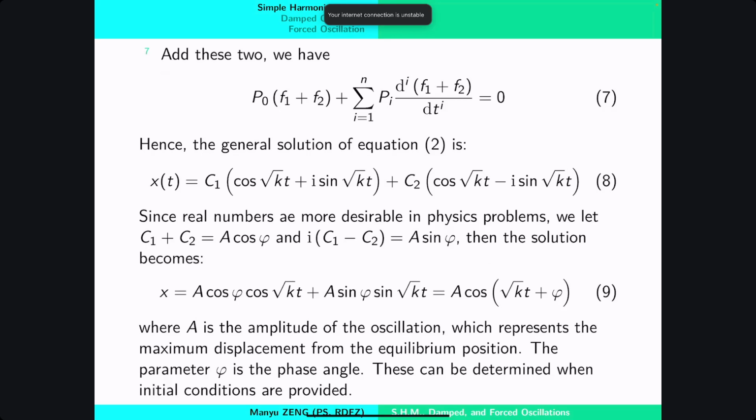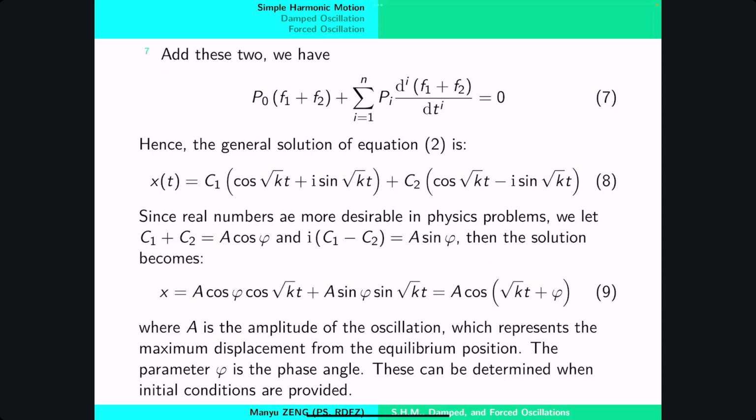A is the amplitude of the oscillation, right? So this represents the maximum displacement from the equilibrium position. And the parameter phi is the phase angle. These two, A and phi, can be determined when initial conditions are provided.